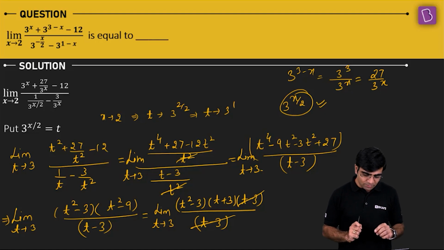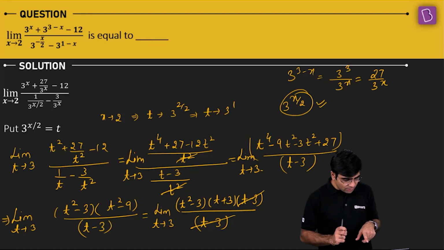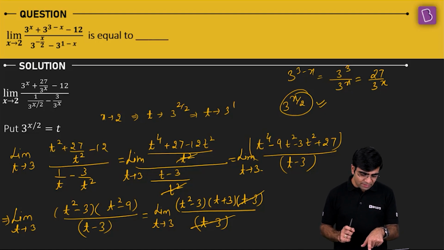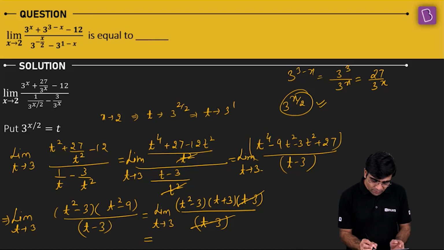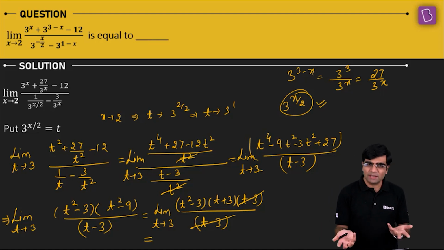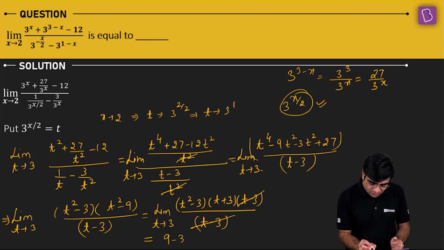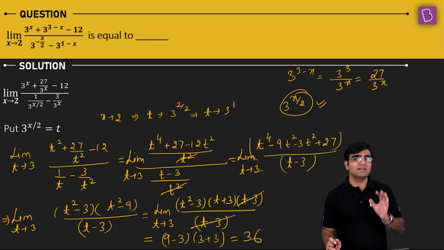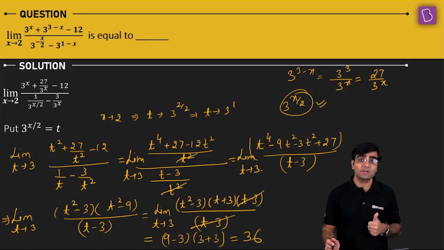Now what am I left with? I'm simply left with limit t tending to 3, (t square minus 3) into (t plus 3). So when I put t tending to 3, now I can directly plug in the value. So we get 9 minus 3 into 3 plus 3, which is 6 into 6, or 36. All right. So my answer to this particular one becomes equal to what? 36. Understood, guys? All right.